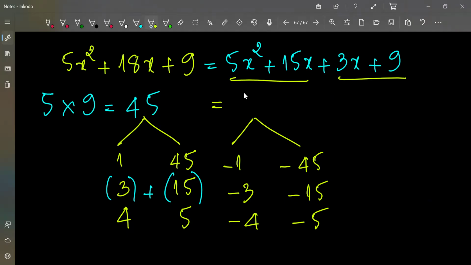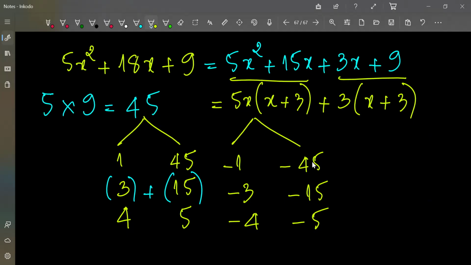For the first two terms, you see 5x is the common factor of 5x squared and 15x. So what is left is x, because 5x squared divided by 5x is equal to x and 15x divided by 5x is equal to 3. For the last two terms, 3 is the common factor of 3x and 9, so we can factor it out. So we get 3 multiplied by x plus 3.